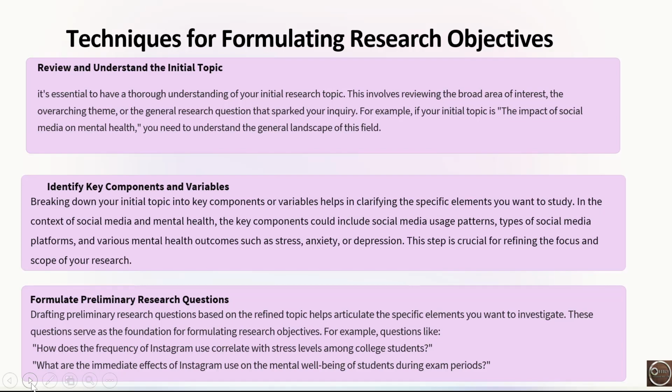Refine them, these specific elements that you want to investigate, and then formulate questions. For example, how does the frequency of Instagram use correlate with stress levels among college students? You can also ask, what are the immediate effects of Instagram use on the mental well-being of students during exam periods? See, it's not that hard.